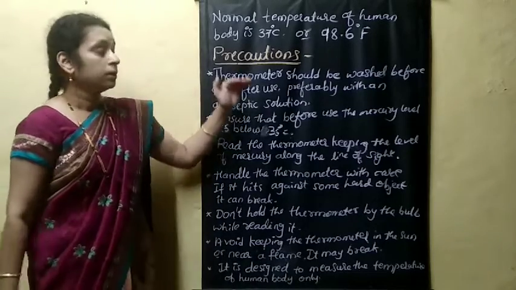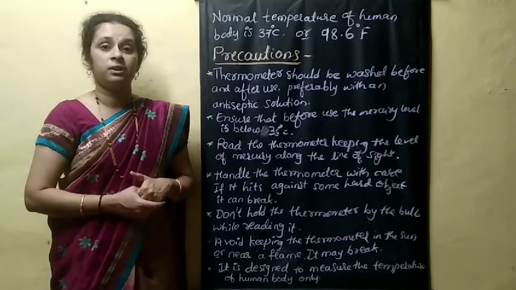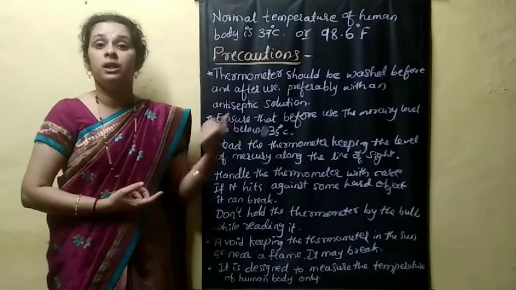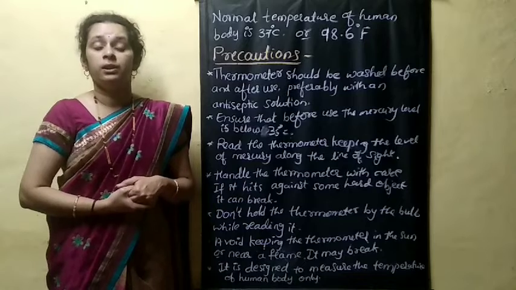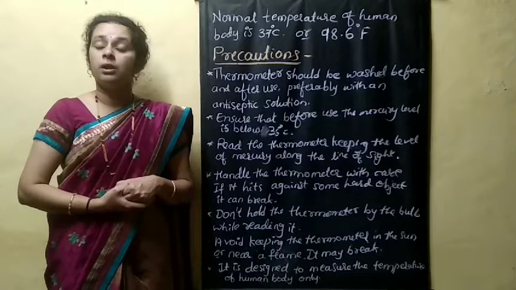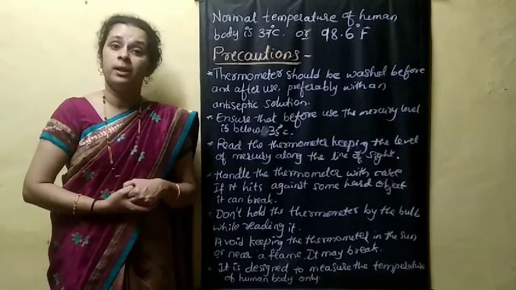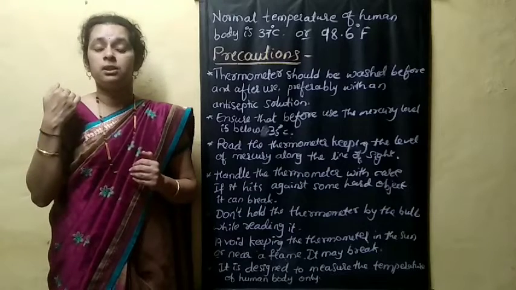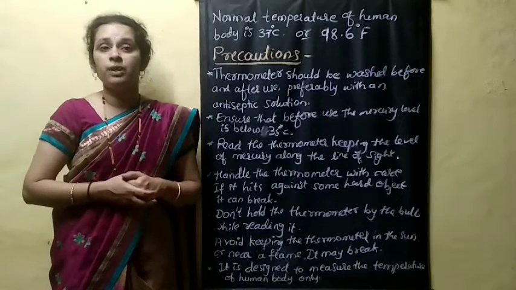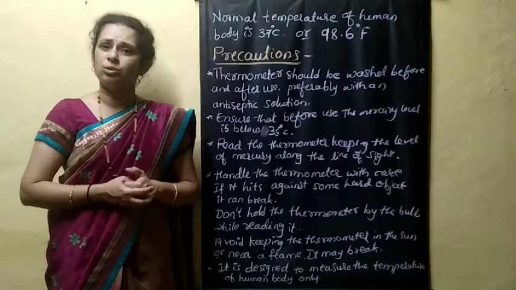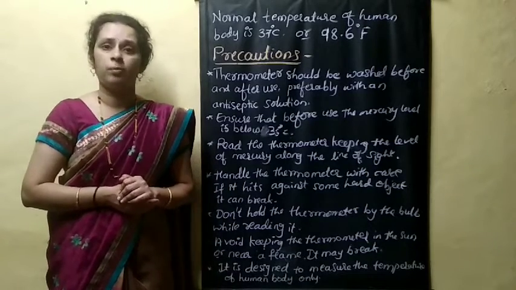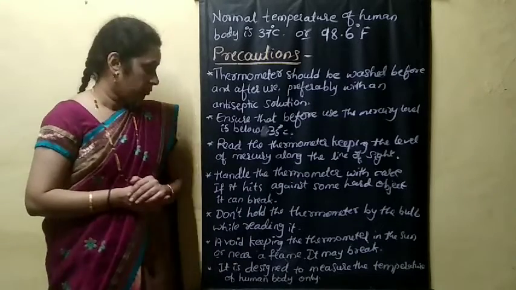These are the precautions that should be taken while using the thermometer. Nowadays you are using a digital thermometer instead of a mercury thermometer, because mercury is poisonous or toxic. It is dangerous to dispose of, and you should be careful while disposing of it if it breaks. Mercury is very poisonous. That's why nowadays we are using digital thermometers. You have seen that in hospitals. This is about the clinical thermometer.